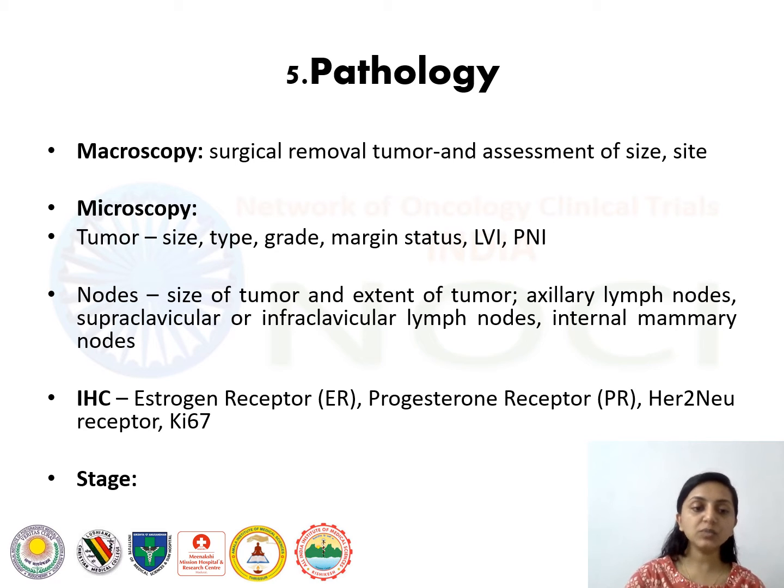Now apart from these, we need to do an IHC study as well, that is the immunohistochemistry test. This includes estrogen receptor test, progesterone receptor test, and HER2 receptor test along with Ki67 index. These are receptors which are typically seen on breast carcinoma tumor cells, and this helps us to decide on what further treatment can be given. And following this, depending on the size of the tumor, depending on the number of nodes that have been involved, and depending on the other organs that have been involved, the disease is staged.